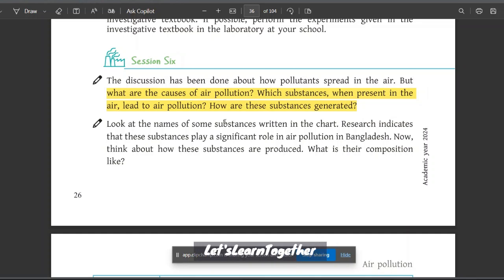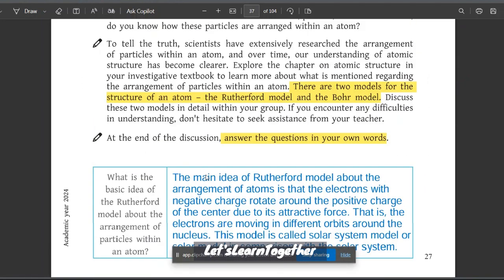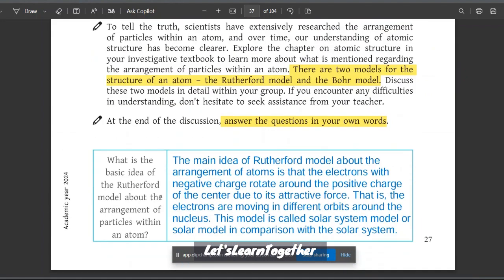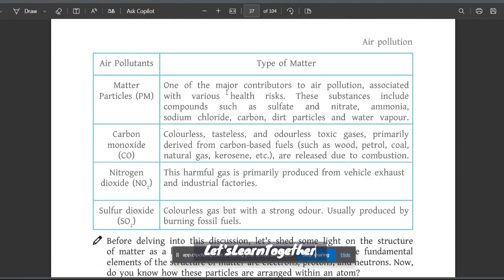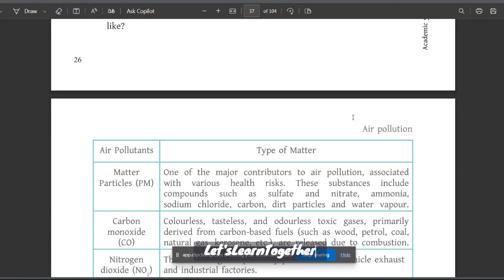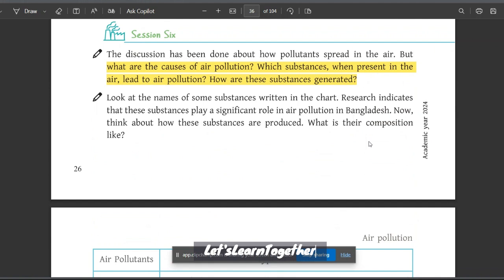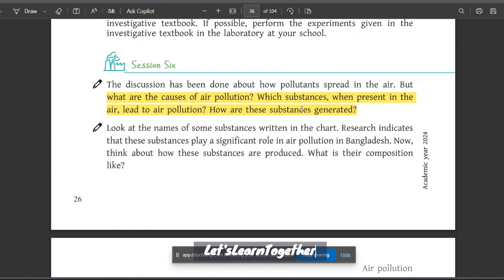Today we will be solving session 6 of the science exercise book of class 9. Let's see what this session is talking about. This is the table that we have to complete in session 6, and before that, you can see another table which is already filled in. So, we can discuss it a little bit before doing the next table. All right, let's see what this talks about.